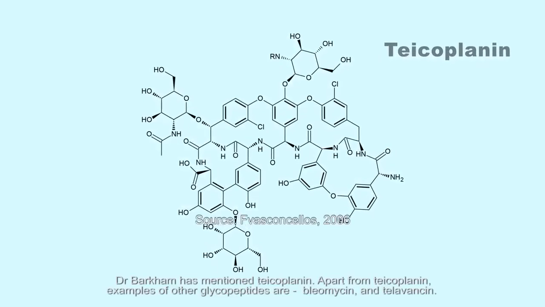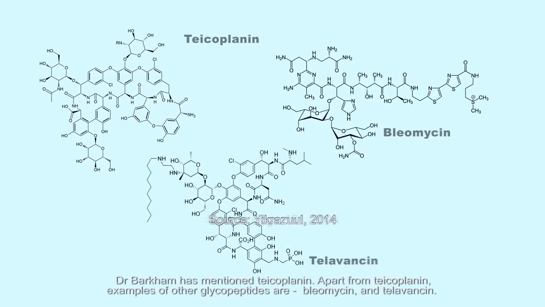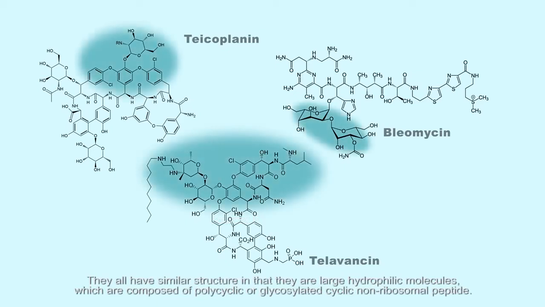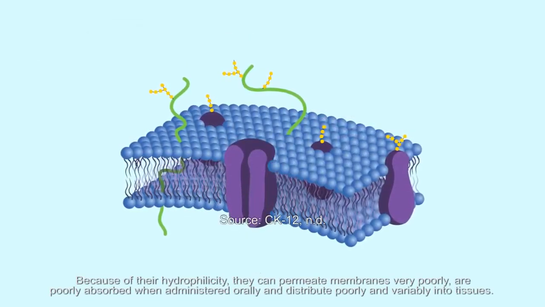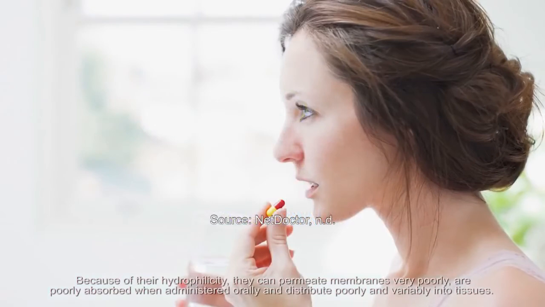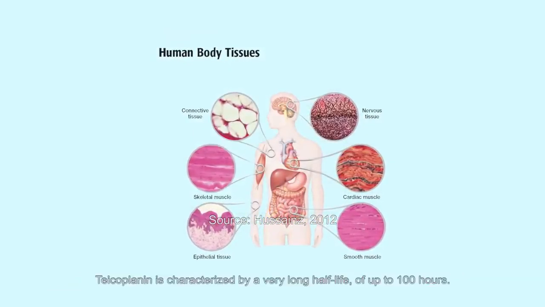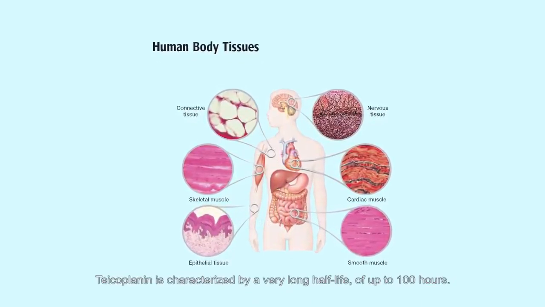Dr. Barkham has mentioned teicoplanin. Apart from teicoplanin, examples of other glycopeptides are bleomycin and telavancin. They all have a similar structure in that they are large hydrophilic molecules, which are composed of polycyclic or glycosylated cyclic non-ribosomal peptide. Because of their hydrophilicity, they permeate membranes very poorly, are poorly absorbed when administered orally, and distribute poorly and variably into tissues. Teicoplanin is characterized by a very long half-life of up to 100 hours.